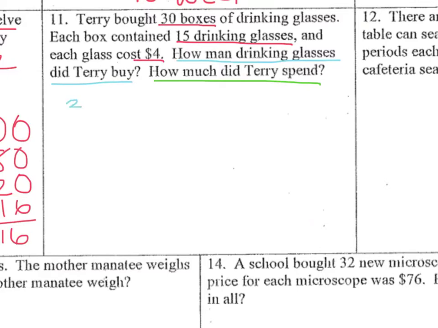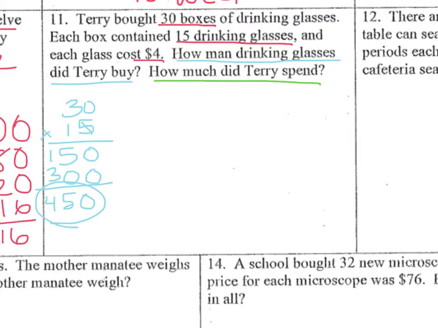Well, we know that he bought 30 boxes, and in each box there were 15. So that would be 30 piles of 15, 30 equal piles, so we would just multiply. I'm just going to show the standard algorithm. So, he bought 450 drinking glasses. We answered the first question. Now we need to answer the second question.